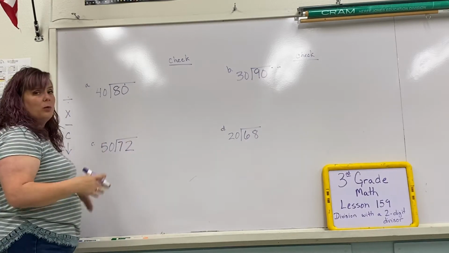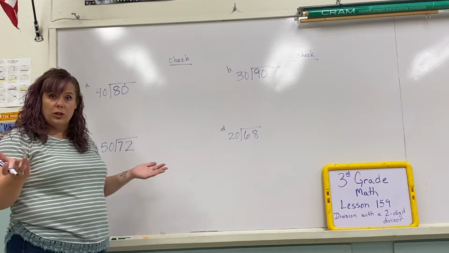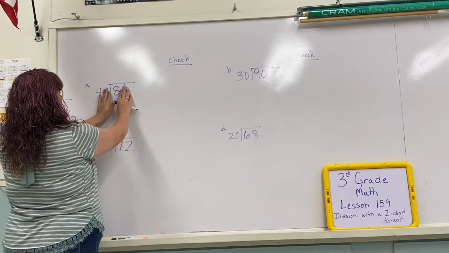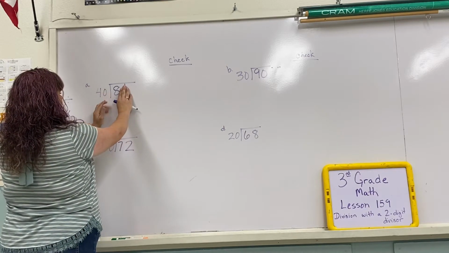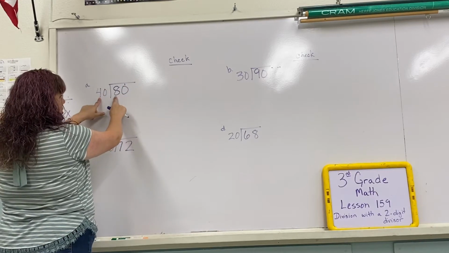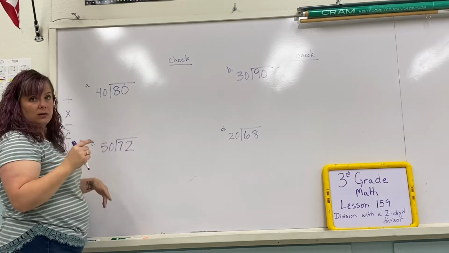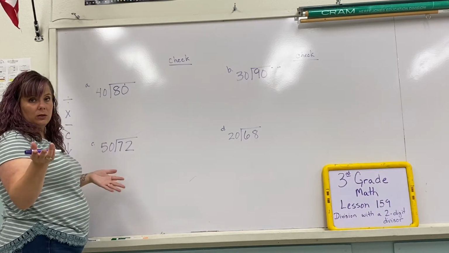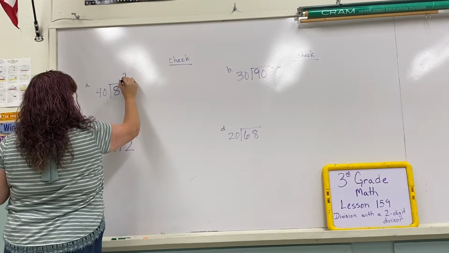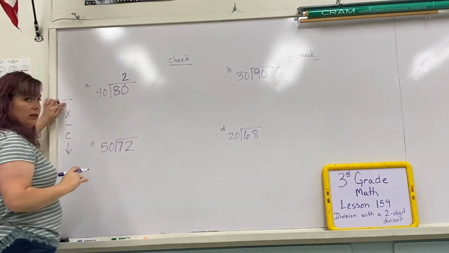Okay, now, we don't know our 40s times tables, do we? So, we're gonna do a shortcut. If we take out the ones in both of these, if we cover them up, so we just have 4 and 8, we do know that, right? 4 goes into 8, how many times? 2 times. So we're gonna put a 2 up here. We just did our dividing step.